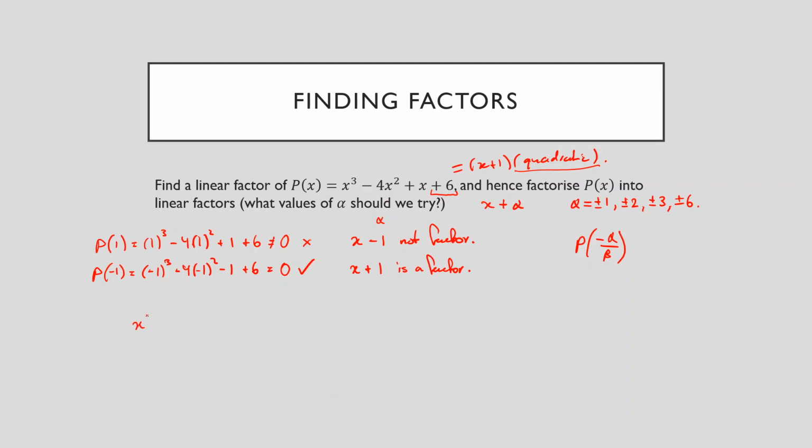So we'll do x cubed minus 4x squared plus x plus 6. We're dividing this by x plus 1. We're dividing it by x plus 1 because I know that it's a factor. Okay, so let's do that. We get x squared up here.